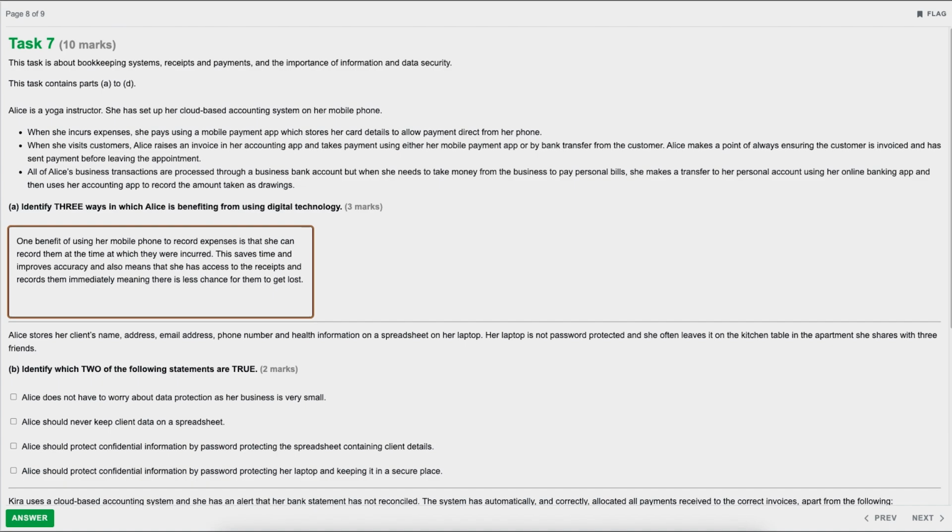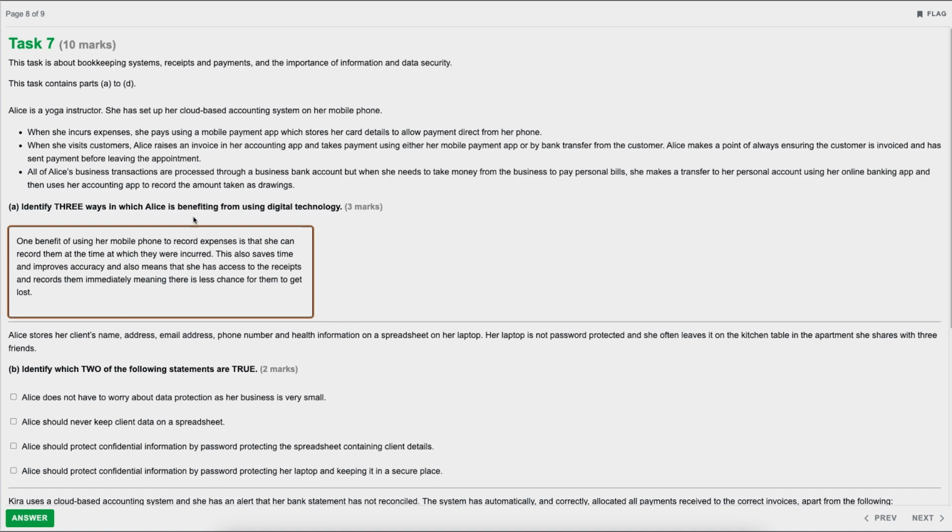So I've probably covered 2 points in this. Although I've put 1 benefit at the beginning, I've probably covered 2 points because I've said that it saves time and improves accuracy, but I've also said that it means she's got access to the receipts and records them immediately. So although I've put 1 benefit, it is actually 2 points that I've made within the same point there. So all I might do is add in this and then put also just to show that it's a definite separate point. But I've definitely covered 2 ways there in which she's benefiting from digital technology. So we just need 1 more.